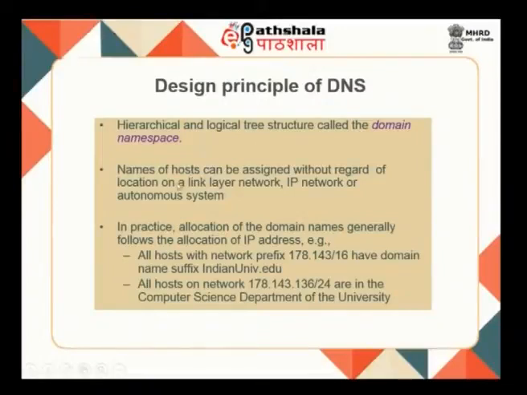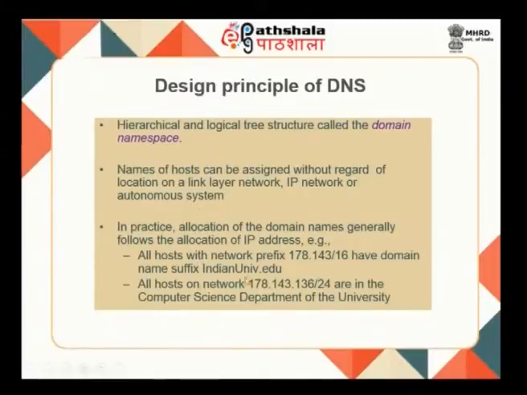And the names of the hosts can actually be assigned without regard to the location of that particular host. That is, it may be on any link layer network, on any IP network, or it may be on any autonomous system. We really do not worry about that. It can be given a name irrespective of where exactly it is physically located, to a certain extent. Of course, there are some exceptions to that. To a large extent, you do not depend on the network that it is actually located on.